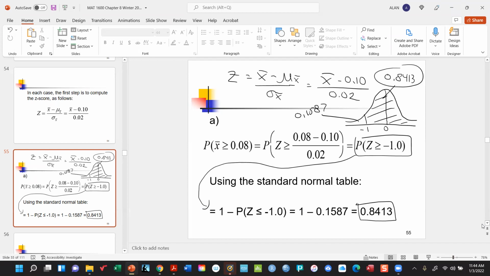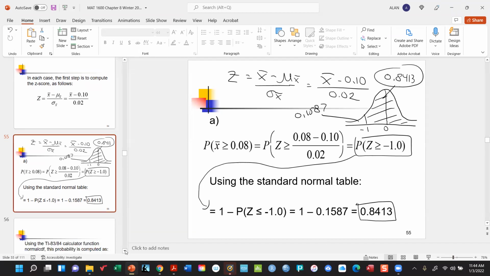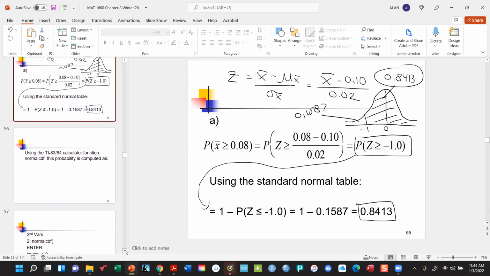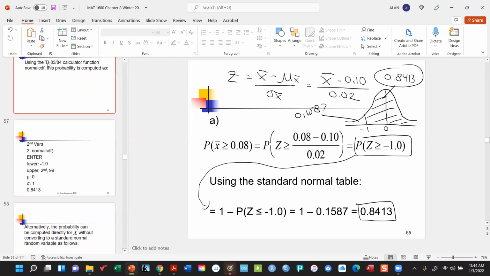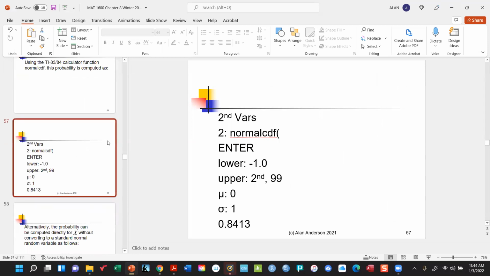Now, how about part B? This time it's a less than or equal to probability, so that'll make it a little bit faster. And by the way, if you're using one of the Texas Instruments calculators, I put the instructions in here for using it. This just means that you don't have to use the tables, but those are the commands that you would use. If that's the calculator you're using, you can feel free to do it this way. But whether you are or not, you can always use the tables.